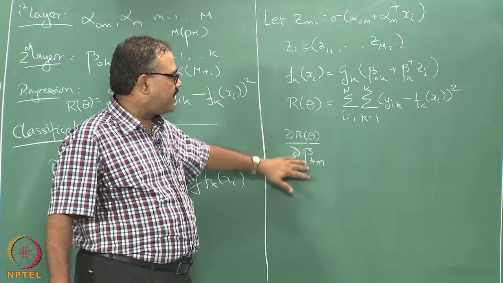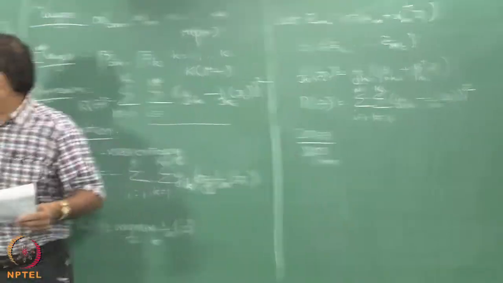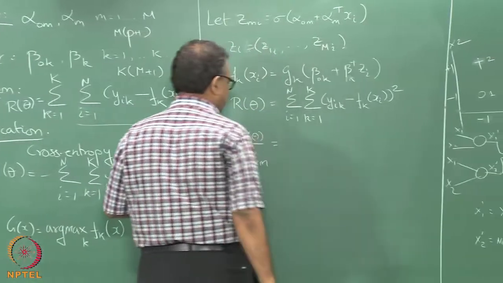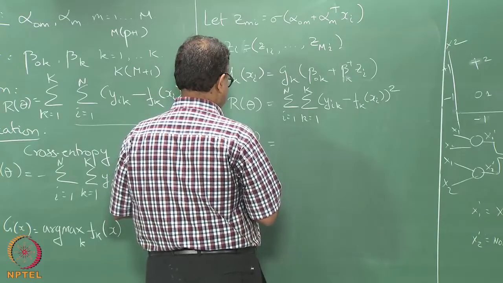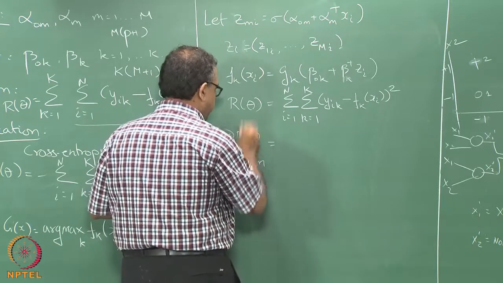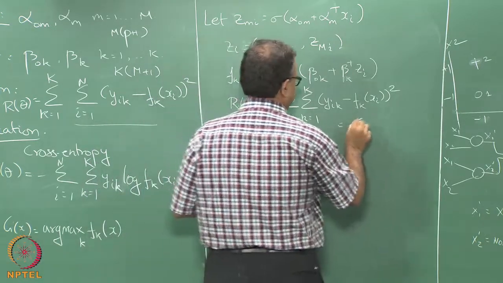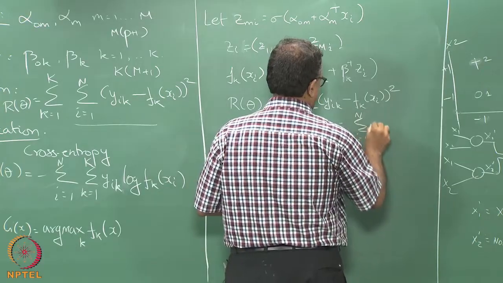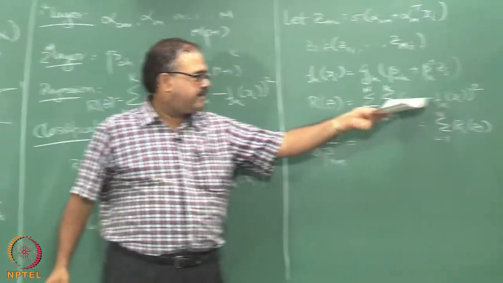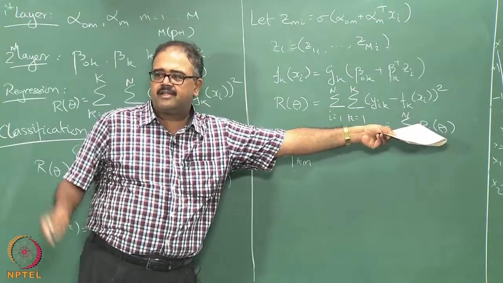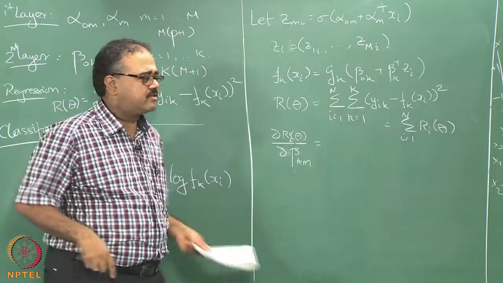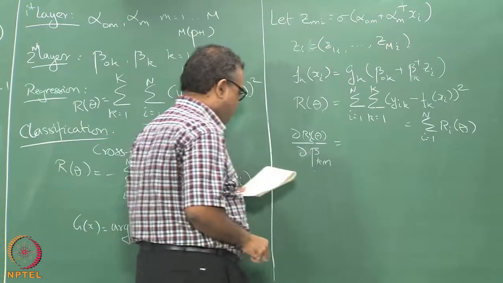Right. So I am taking the derivative of R with respect to a single weight. Here let us just designate that as beta_km. So what will this be equal to? Let us do it in a slightly simpler fashion. I am going to assume that each term inside is denoted by R_i, and then I just do the summation over all i, so that I do not have to write the summation everywhere. So I am going to say this is dou R_i by dou beta.